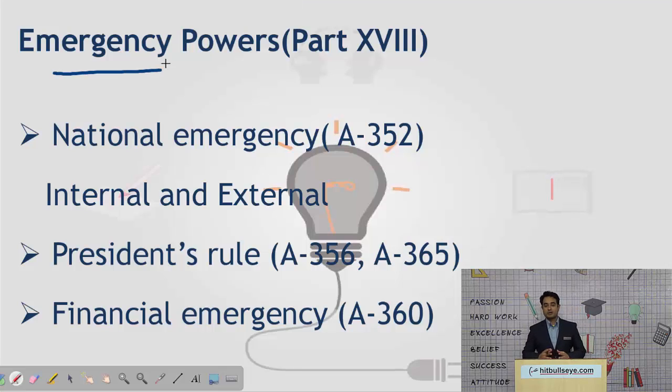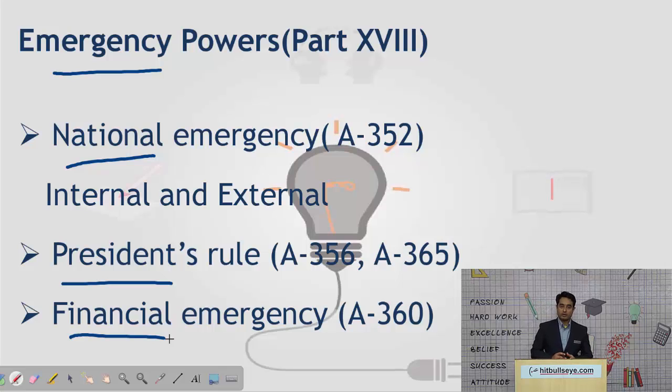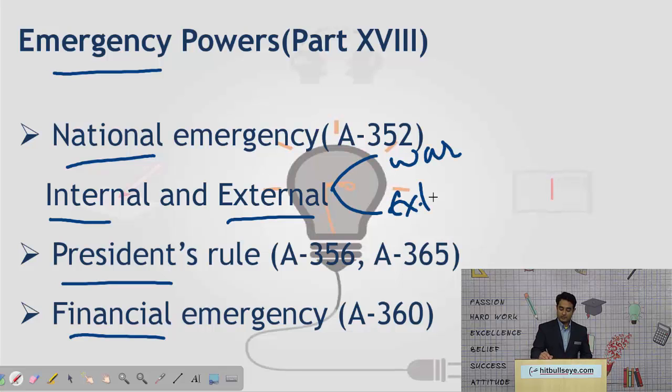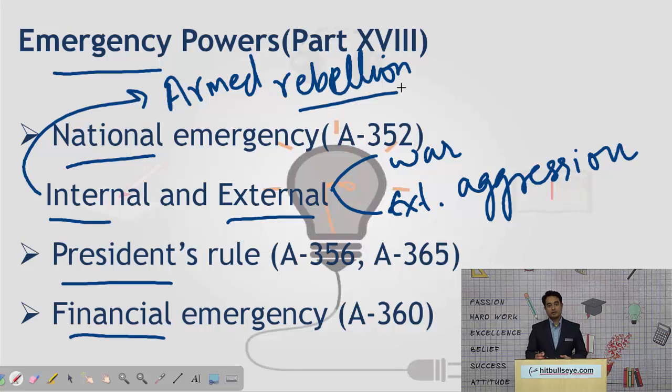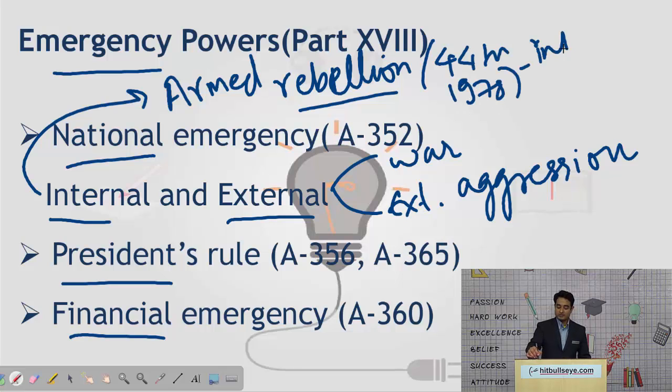Emergency powers can again be divided into 3 parts: national emergency, president's rule and financial emergency. National emergency can be called internal or external depending upon the reasons for its applicability. External emergency can be called on two accounts, war or external aggression, whereas internal emergency can be called on account of armed rebellion. This armed rebellion replaced the earlier term internal disturbance in the 44th Amendment in 1978.